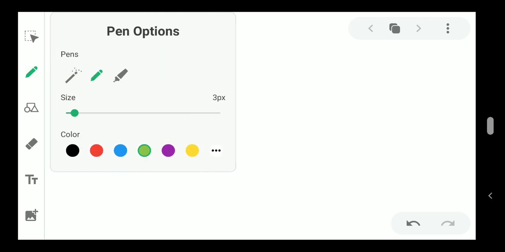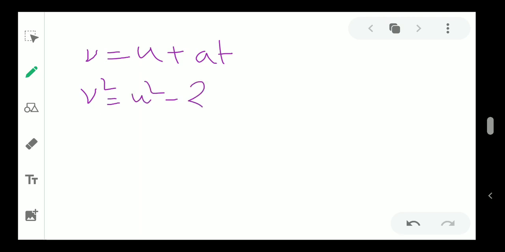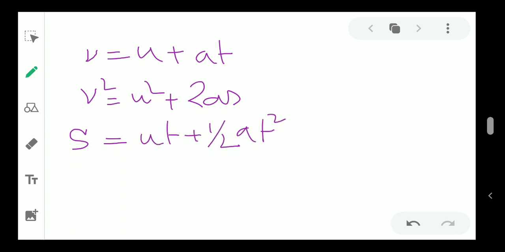Also we have learned three equations of motion, that is v equal to u plus at, v square equal to u square plus 2as, and s equal to displacement, ut plus half at square. These are basically three equations of motion, right?